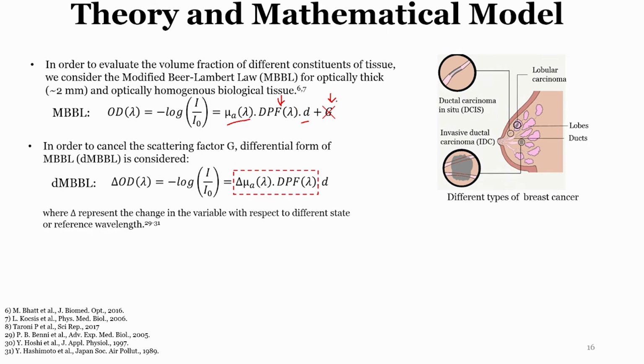So, in order to actually do away with the g over here, we go to a differential modified Beer-Lambert law, which is also known as DMBL. With this we can negate the g part. So, what we add is this delta term to negate the g part over here. Now we do not have the mu a, but the difference in the mu a as a function of wavelength for two different states.